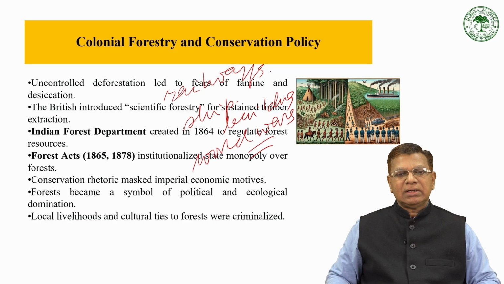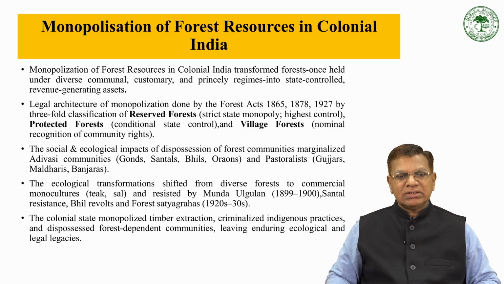The Indian Forest Department was separately created in 1864 to regulate the forest resources. The Forest Regulations of 1865 and 1878 institutionalized complete monopolization over the forest resources. All the forest acts were not acts for forest conservation, but all the regulations and the forest bureaucracy created by the Britishers in India in 1864. Subsequent to that, the Forest Regulation of 1865 and the Forest Regulation of 1878 culminated in a kind of policy of extraction and exploitation of the forest resources.